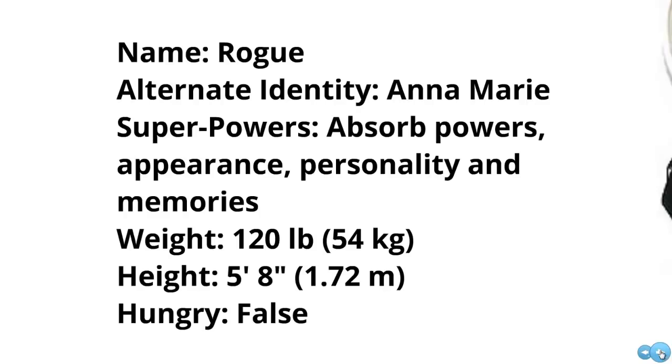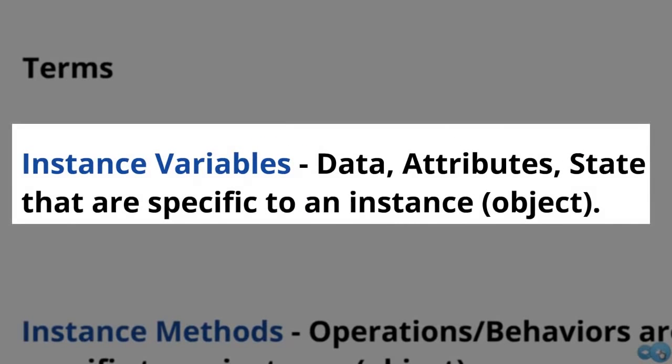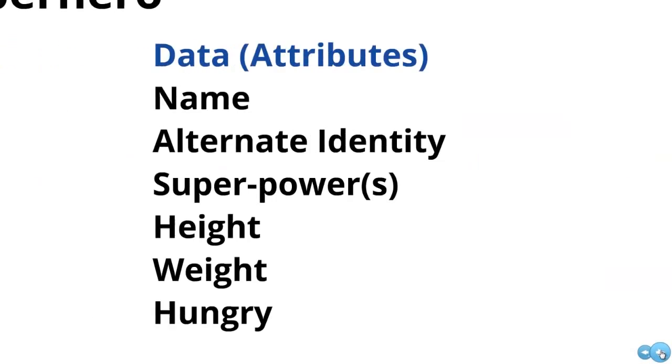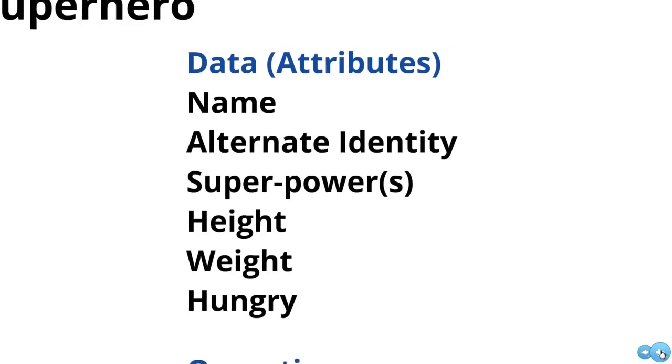Okay, so now that we have a good grasp, hopefully, of what an object is and what a class is, I want to look at some specific terms that you'll often see when you're dealing with object-oriented programming in terms of defining a class. The first term that we're going to look at is this idea of instance variables. So we've seen instance variables. We just called them data or attributes or state information that is specific to an instance. So if we go back to our superhero example, whenever we were listing out the name, the alternate identity, superpower, height, weight, hungry, all those things were instance variables.